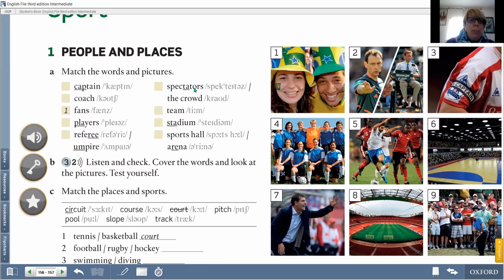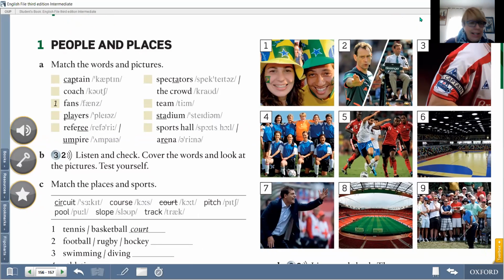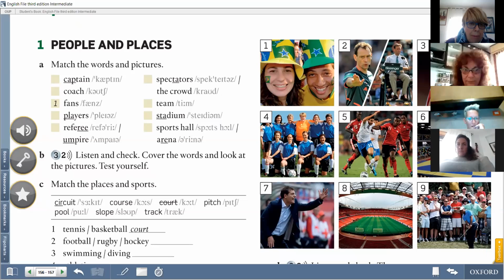Okay, sport, people and places. This is page 156 of your book. So now we are going to see what kind of vocabulary we are using in sport. Okay, so let's do it one by one. Let me see if I can. Okay, put it here. Fantastic. Okay, number one is, of course, fan.